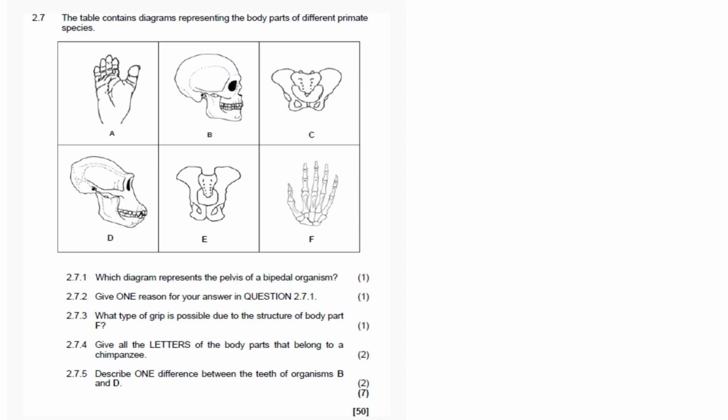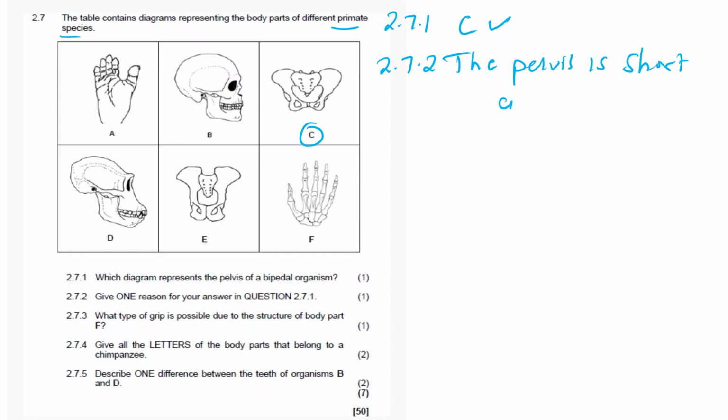2.7, the table contains diagrams representing the body parts of different primate species. 2.7.1, which diagram represents the pelvis of a bipedal organism? It is C. Good. 2.7.2, give one reason for your answer. The pelvis is short and wide. That's for a bipedal organism. Very good.